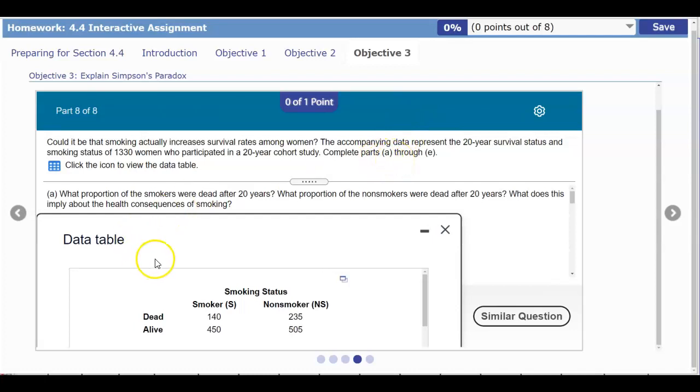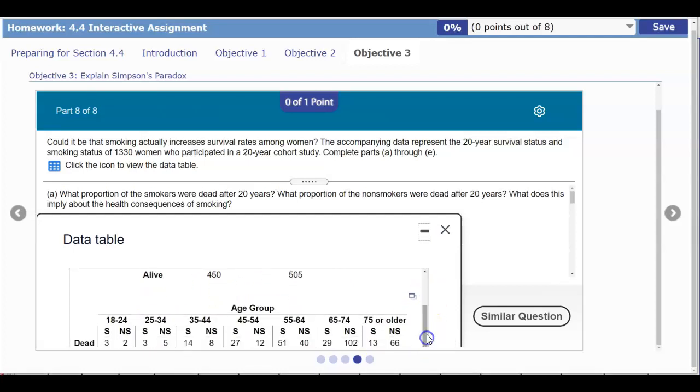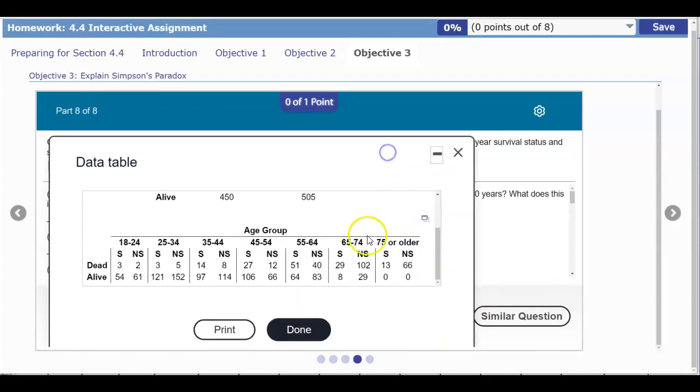So here, I clicked on the icon to view the table. So here is our table. We have the smoking status, where we have smoker and non-smoker. Those are our columns. And then our two rows are dead and then alive. Below that is going to be the age group. Then we're going to see a little bit more there, where it says the age group, dead, alive, smoking, non-smoking, for that age group, and so on.